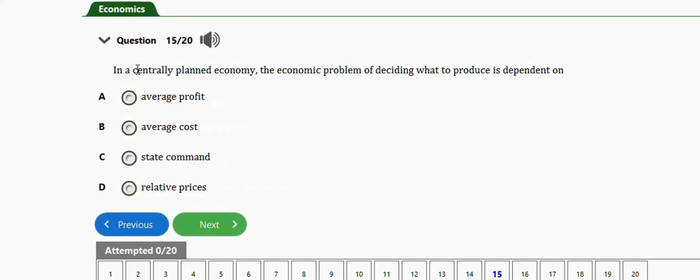Okay, the next repeated question is this one. It says, in a centrally planned economy, the economic problems of deciding what to produce is dependent on we have average profit, average cost, state command, relative price. The right answer is option C, which is state command.